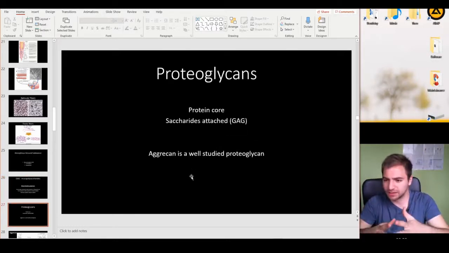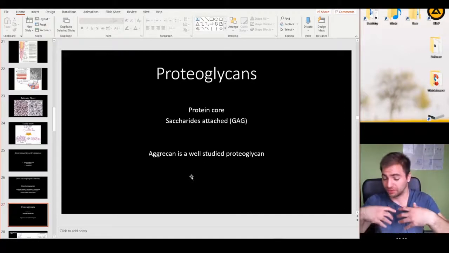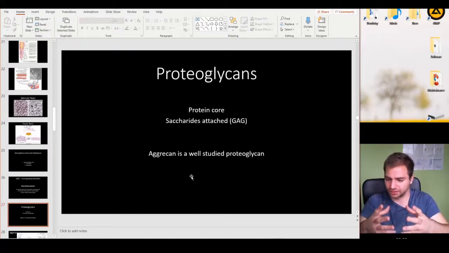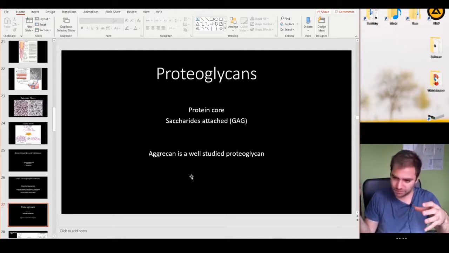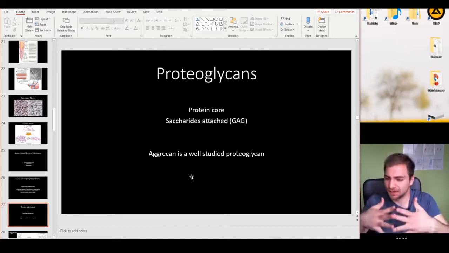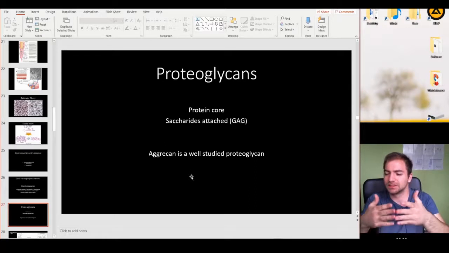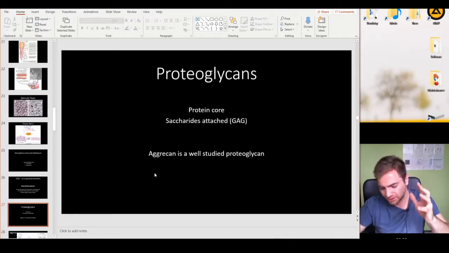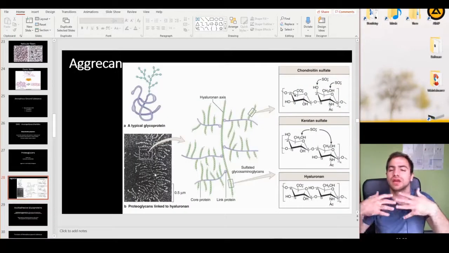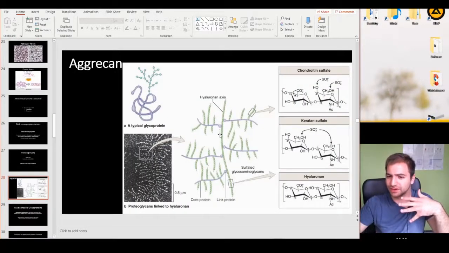So let's go to proteoglycans. As I said before, proteo is the core, the highest proportion of the molecule, so majorly proteins, and then the glycosaminoglycans, which are saccharides, the glycan part. Let's see in practice how this works and what the function of these proteoglycans is. Take for example one of the most well-studied proteoglycans, the aggrecan. The aggrecan is constructed with a hyaluronic acid axis. All of this is the hyaluronic acid.